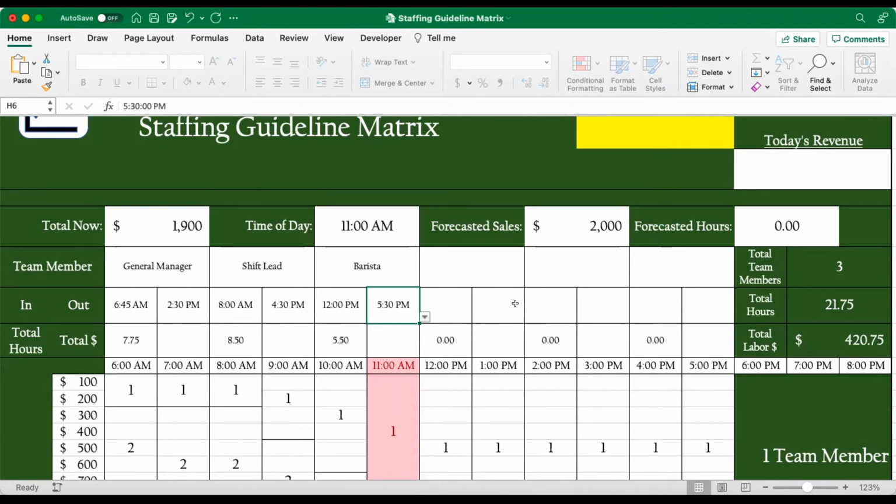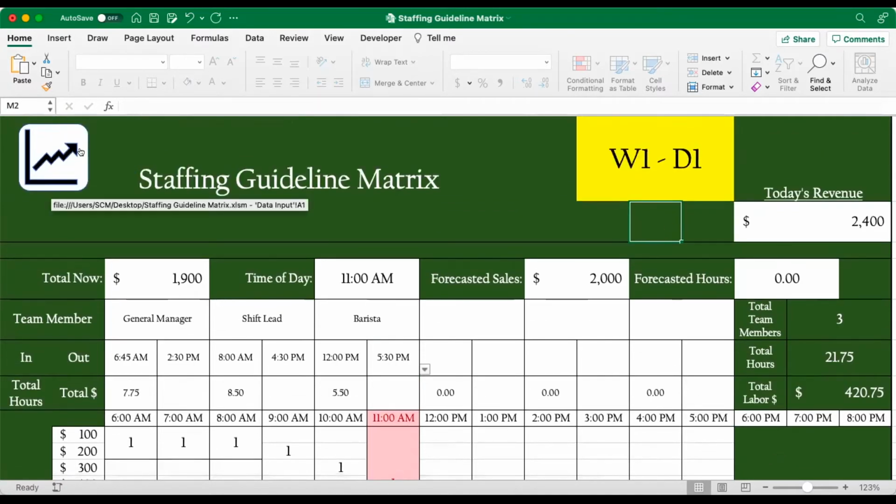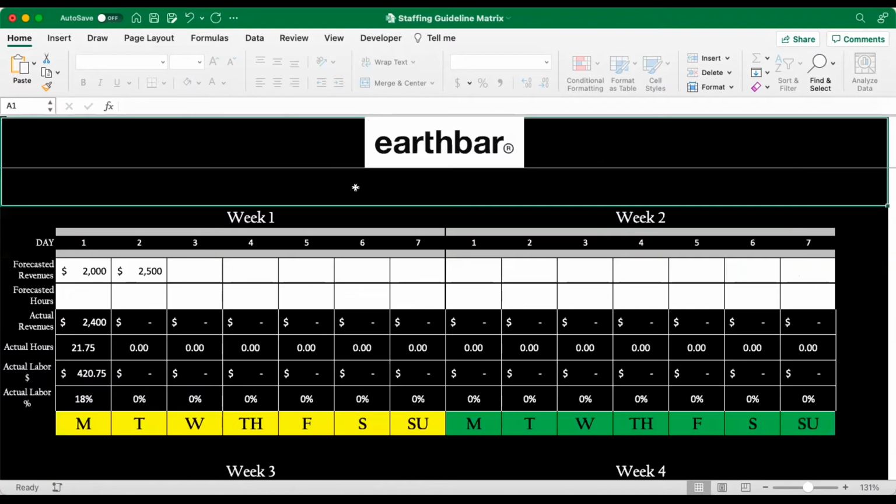At the end of the day, once you've got those numbers in there, you're going to input your total revenue. So let's say for this day you were forecasting 2,000, and you actually did 2,400. Then what you do is you click back here. You see this little graph here. Click back here, and it's going to take you back to this sheet. You see those numbers that we just put in on that other sheet are now here.